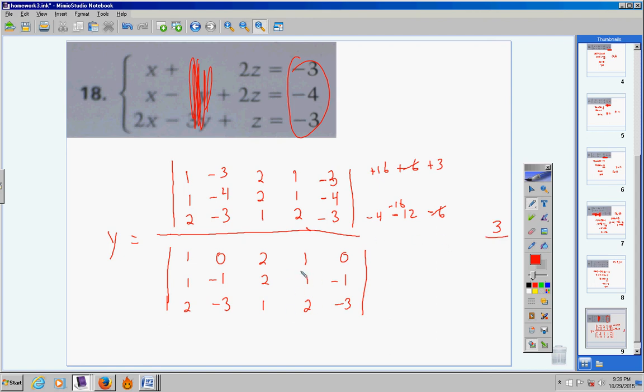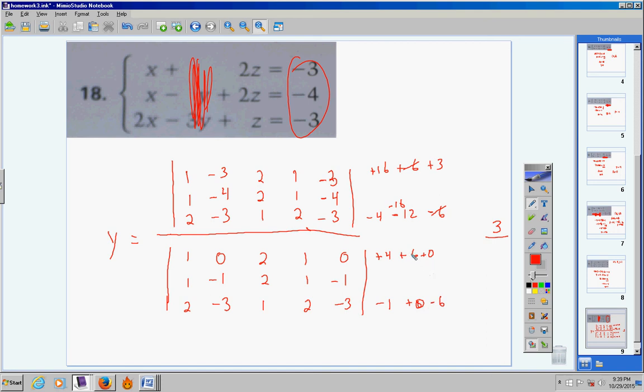Now let's come down here and see what we get. Multiply up, that's a negative 4, so I'll put a positive 4. Multiply up is a negative 6, so I'll put a positive 6. Multiply up is a 0. Multiply down, I get a negative 1. Multiply down, I get a 0. Multiply down, I get a negative 6.